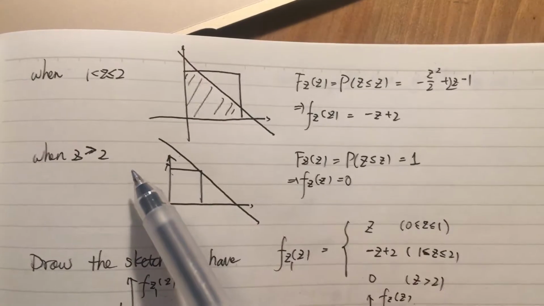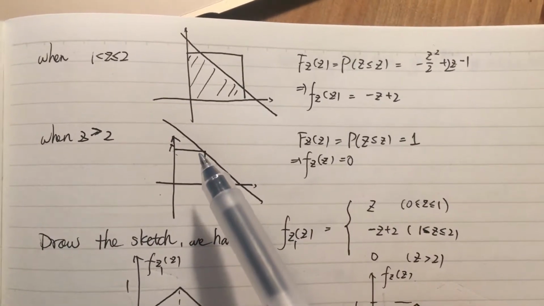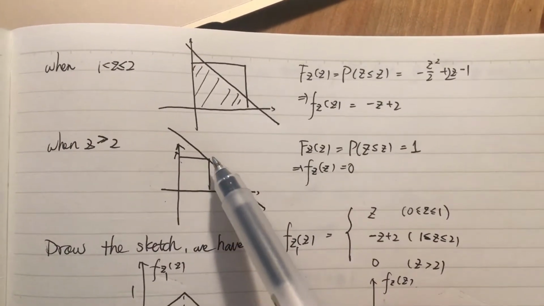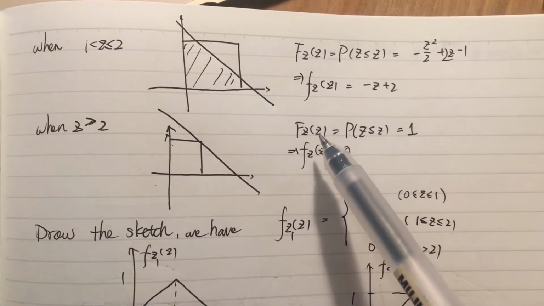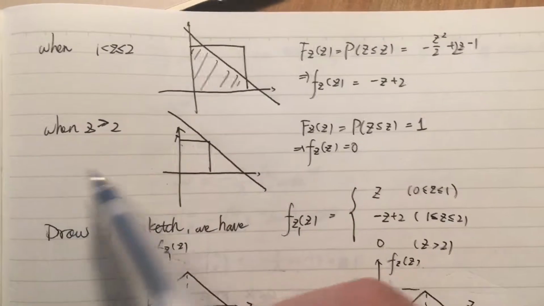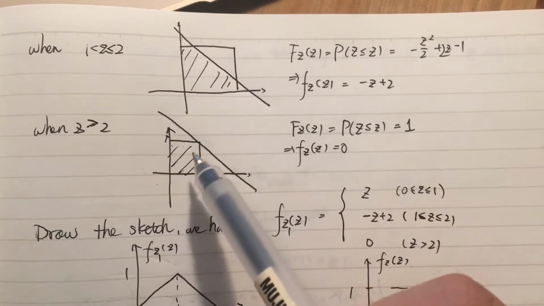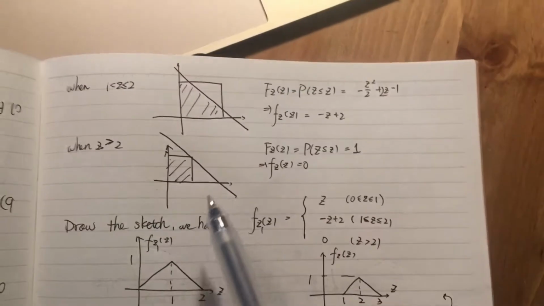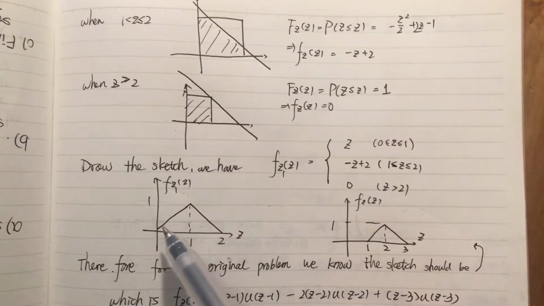And when z is larger than 2, of course, there is no cross section between the line x + y = z and the unit square, which is the value domain. So the distribution function is actually the whole area of the square, which is equal to 1, and the probability density function is 0. By drawing the sketch, we get the PDF for all three situations, and it looks like this.